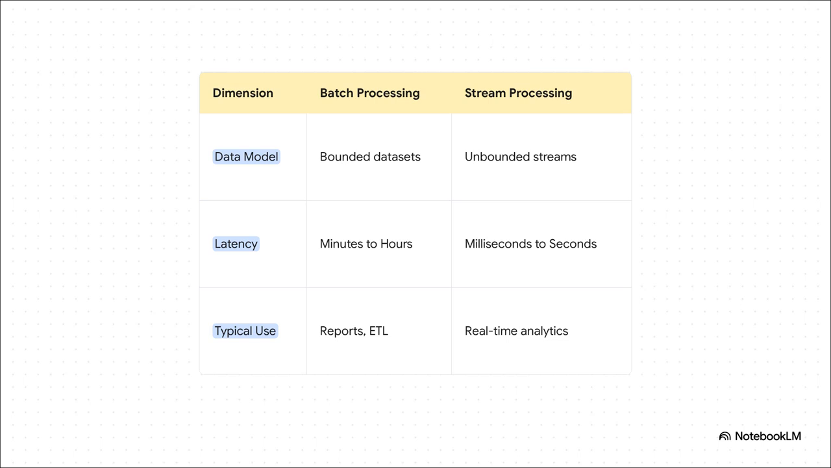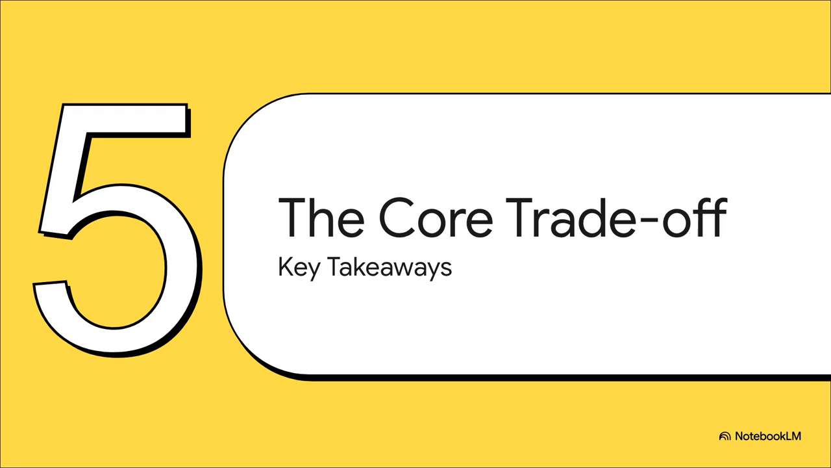On the other side is stream processing. This is like trying to drink from a fire hose. It deals with a never-ending, unbounded river of events as they happen, right now. The goal here is super low latency, like milliseconds. So are you generating a monthly report? That's batch. Are you trying to detect credit card fraud the instant it happens? That's got to be streaming. Two totally different worlds.